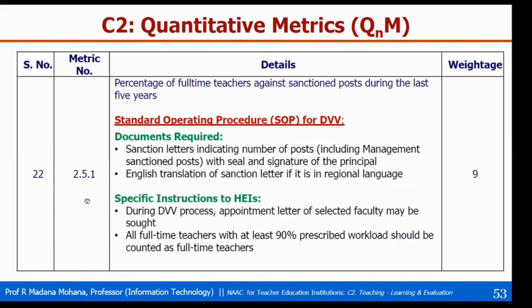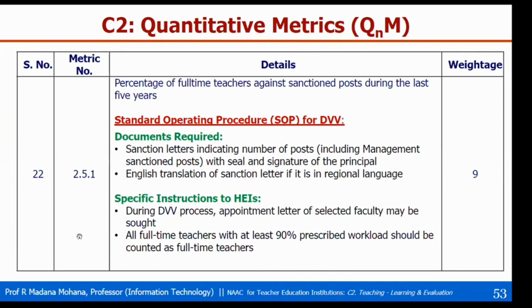As for SOP, the documents required. Sanction letters indicating the number of posts, including management sanction post, with the seal and signature of the principal. Then English translation of sanction letter if it is in regional language. Specific instructions. During the process, some appointment letters of selected faculty may be asked. At that time, whatever the faculty list you are providing, every faculty needs to be provided or maintain appointment letter, joining letter, all the education certificates.